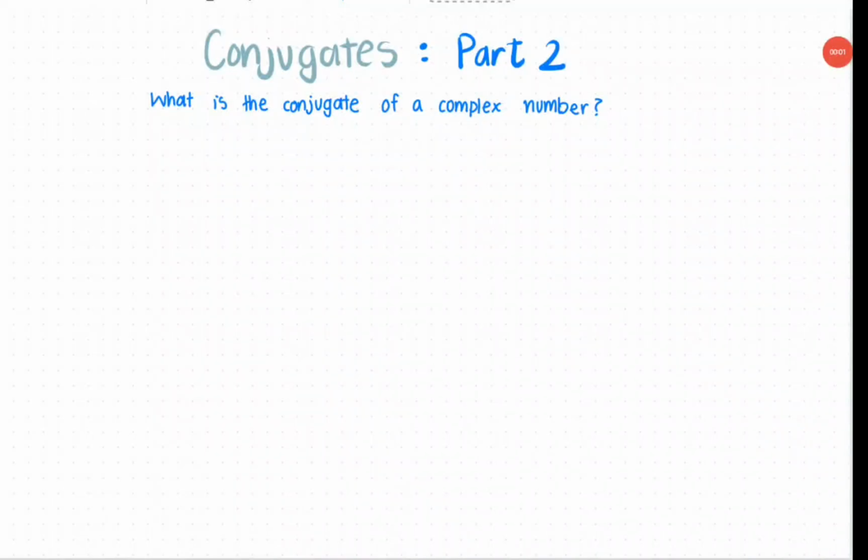Hey guys, today we're going to be talking about conjugates. Part 2, what is the conjugate of a complex number? I'm currently making a complex numbers series, and you are currently in the middle of the series.